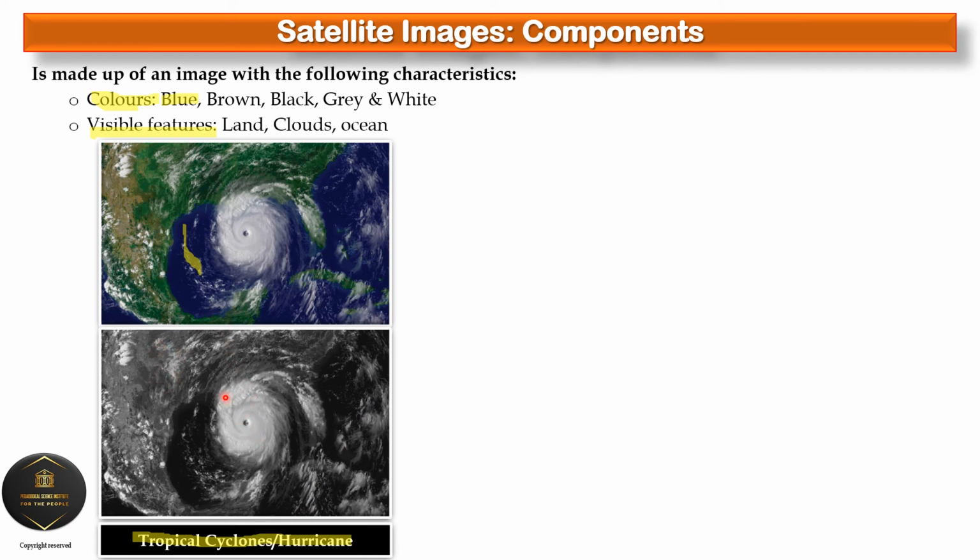And we also have white showing us the clouds as well, right? And you can see we have green as well in the color one, showing us vegetation. Now those are some of the features we have: land, clouds, and the ocean. So synoptic maps, so your satellite images may show these components.